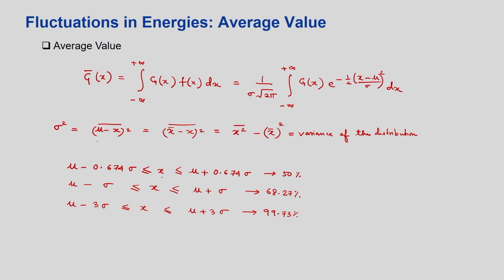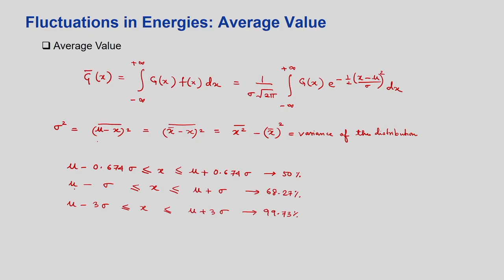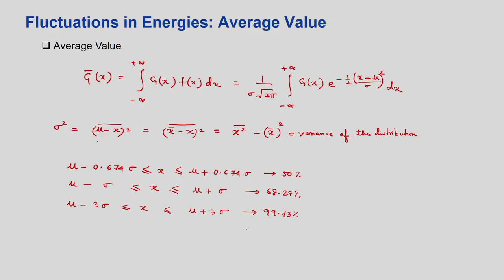So, if your system's dimensionless value is between these two lower and upper bounds, you have a 50% chance of observing that state. If your x lies between mu minus sigma to mu plus sigma, you have a 68.27% chance of observing that state. Similarly, for mu minus 3 sigma and mu plus 3 sigma, you have almost 100% chance of observing that state. This is what it means if you apply a Gaussian distribution.